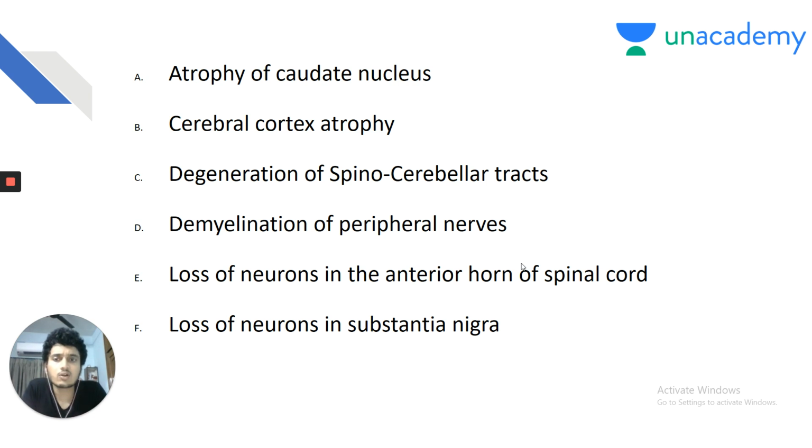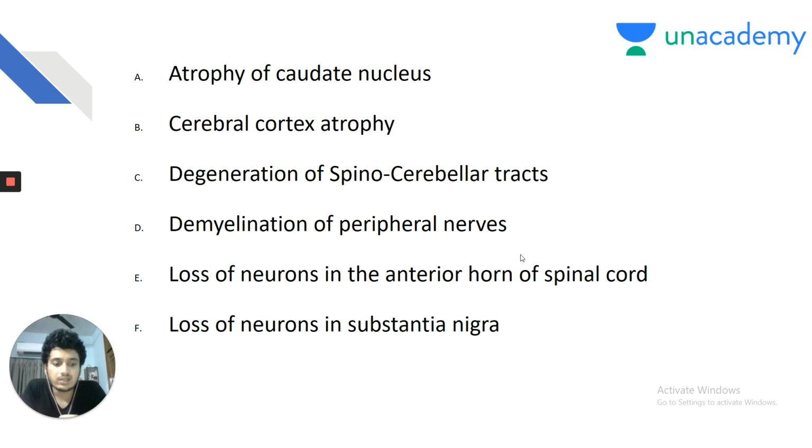So, atrophy of the caudate nucleus. What is the disease involving the atrophy of the caudate nucleus? My dear friends, what is it? It is Huntington's chorea. Cerebral cortex atrophy. What is the disease involving cerebral cortex atrophy? Again, my dear friends, this is very important. You need to know the neuropathological findings of each of the neurological diseases involved. It is Alzheimer's disease, and the most common symptom of Alzheimer's is dementia.